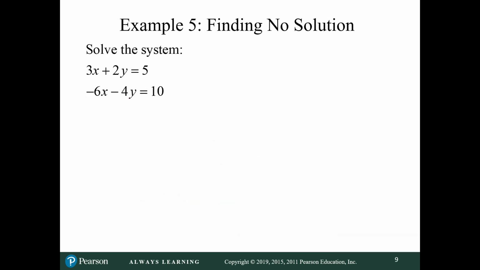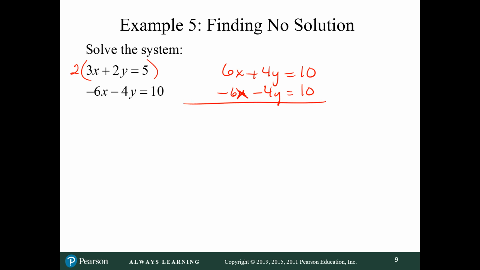Okay. Now sometimes you'll get no solution. If I want to create opposites out of this, I'll multiply the top row by 2. 6x plus 4y equals 10. Negative 6x minus 4y equals 10. If we add the columns, I get 0 equals 20. Does 0 equal 20? No.